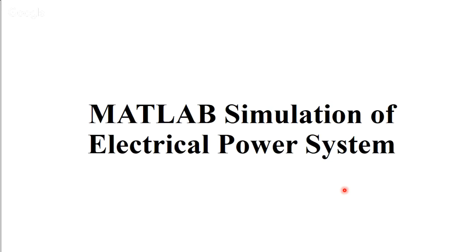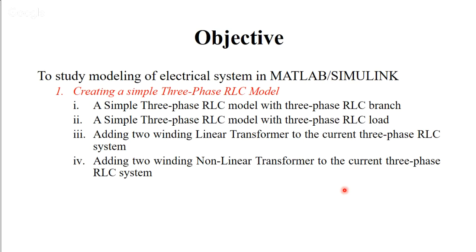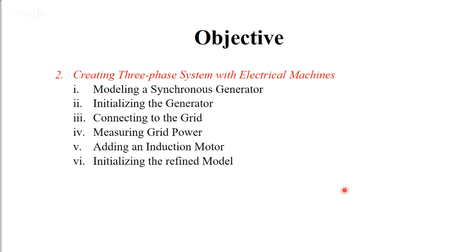Okay, so these are the objectives of today's discussion. The first one is creating a simple three-phase RLC model, in which we are connecting, first of all, an RLC branch. Second, we are connecting an RLC load. Then we are going to add our linear transformer, a two-winding linear transformer, and then we are going to see what the problem is with a non-linear transformer when there is hysteresis present in our transformer. Okay. The second one is creating a three-phase system with the electrical machine.